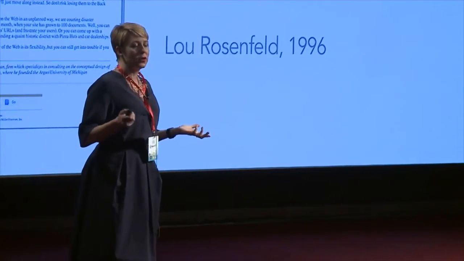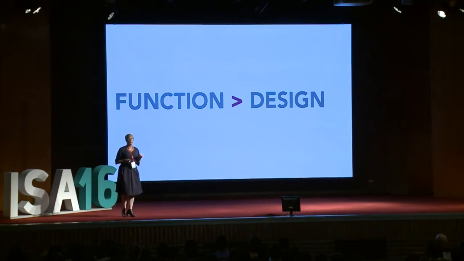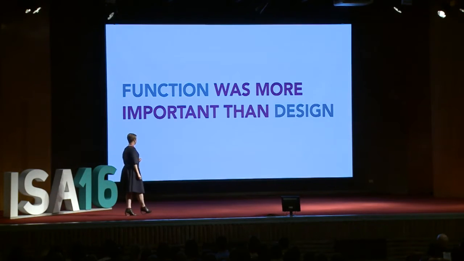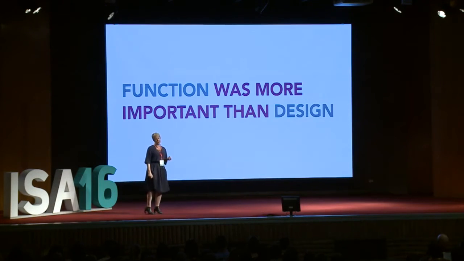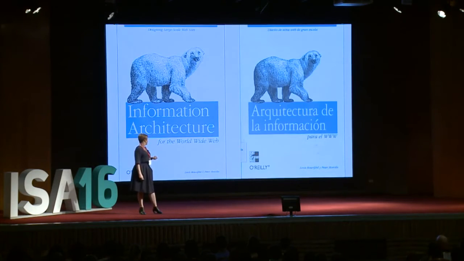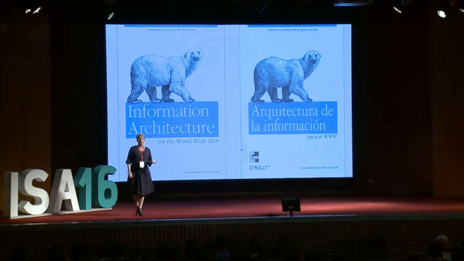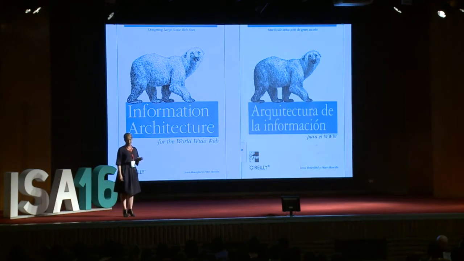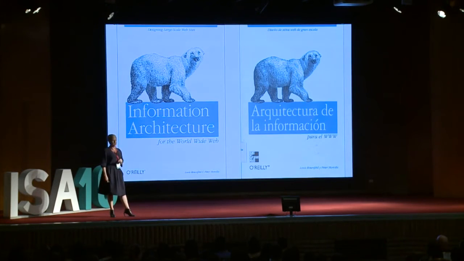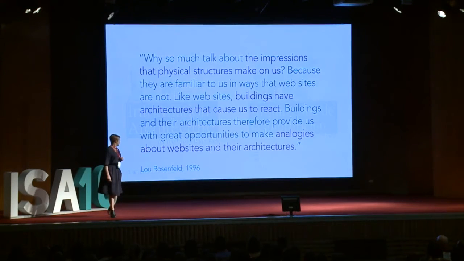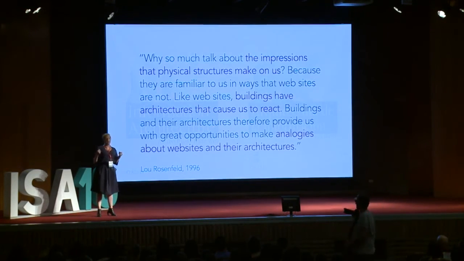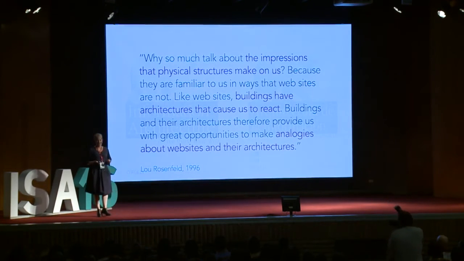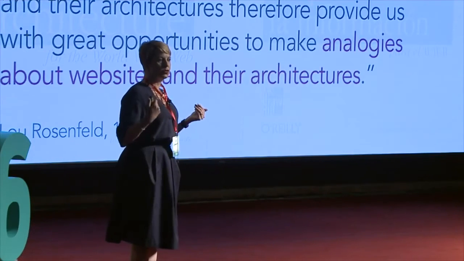And so where do you turn instead? You turn to architecture, because function is more important than design, and design meant something very different. In fact, function was more important than design. So here we have the polar bear book, which many people are familiar with, and somewhere out here, I can't quite see him, is Jorge, who is one of the authors of the fourth edition. And in that book, Lou Rosenfeld talked about why it was necessary to turn to architecture as a way to figure out how to structure the web.